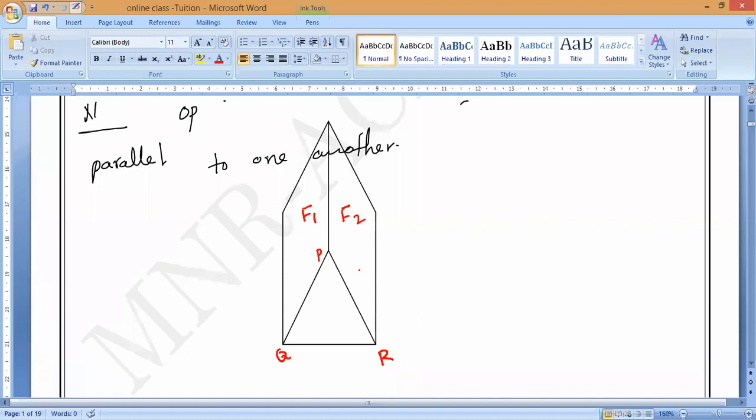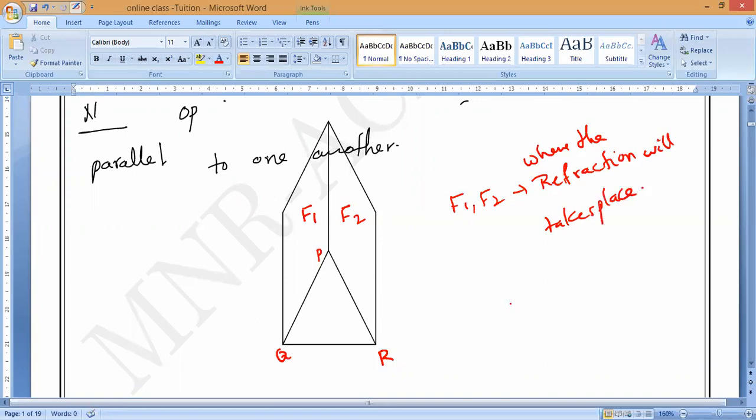Now I am assuming here the opposite faces of the glass prism, F1 and F2. F1 and F2 are called what? They are the faces where the refraction of light will take place. You understand? Now you can see here, are they parallel to each other or not? They are not parallel, non-parallel to each other. That you should remember.